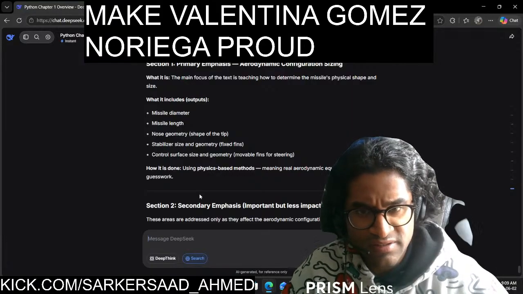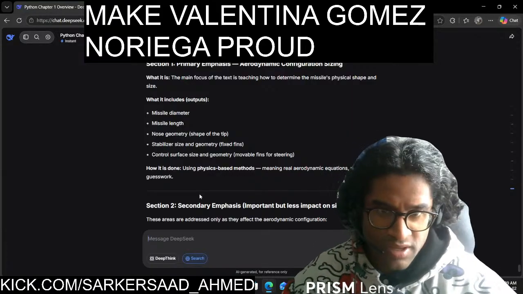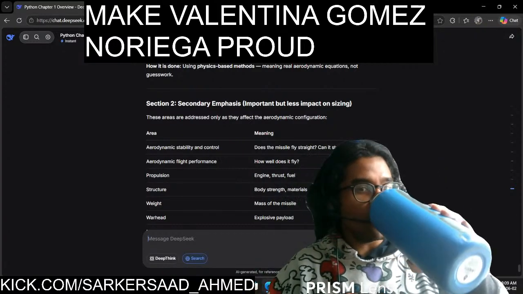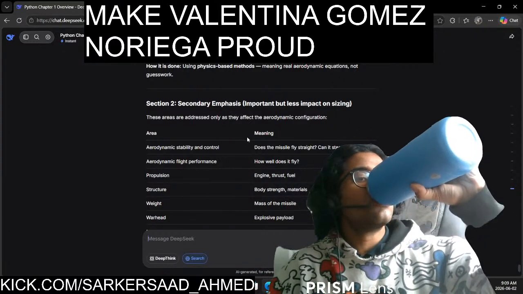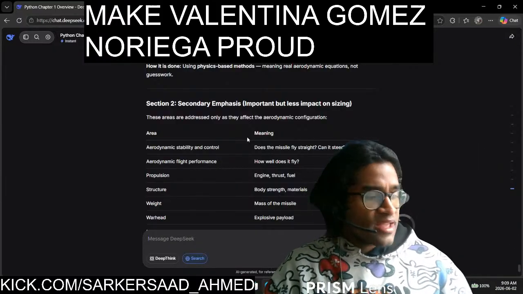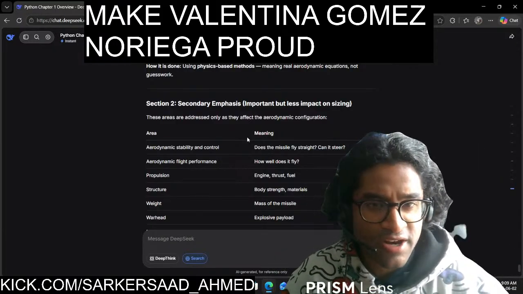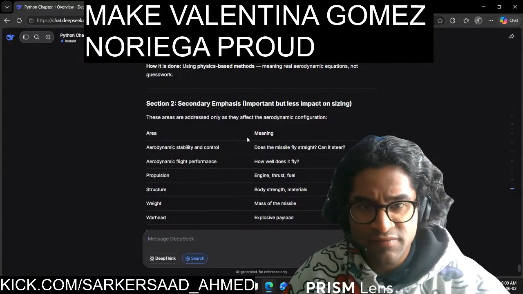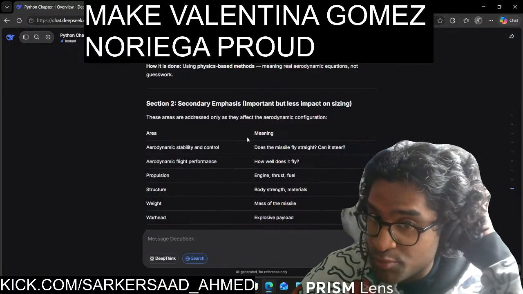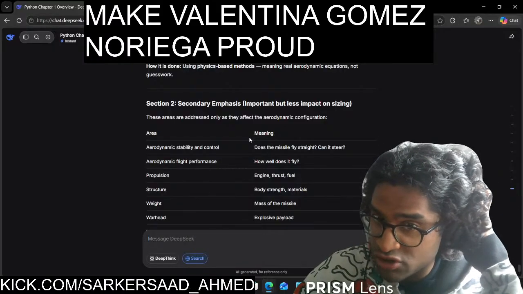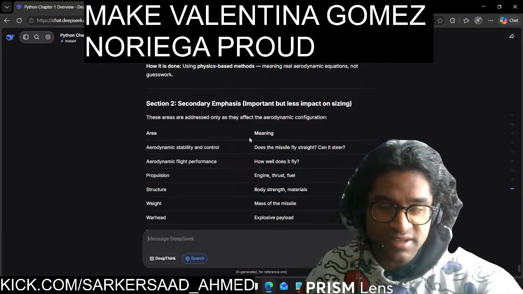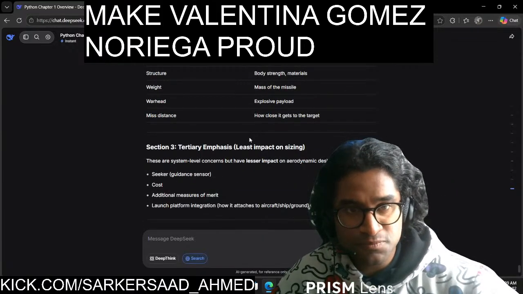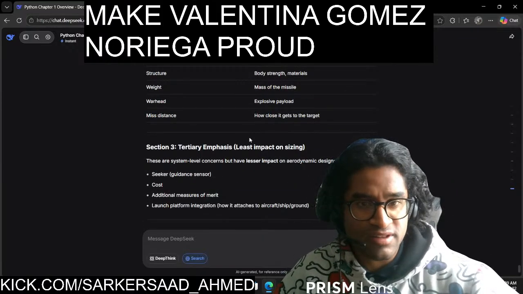Using the physics-based methods, meaning real aerodynamic equations, not guesswork. And the secondary emphasis: these areas are addressed only as they affect the aerodynamic configuration. So, the aerodynamic stability and control: does the missile fly straight? Can it steer? Aerodynamic flight performance: how well does it fly? Propulsion: engine, thrust, fuel. The body structure, body strength, the materials. Weight, the mass of the missile. Warhead, the explosive payload, and the miss distance: how close does it get to the target?